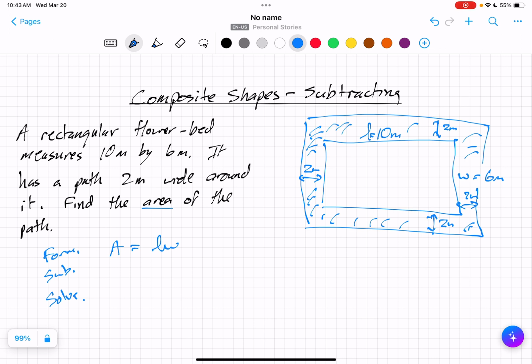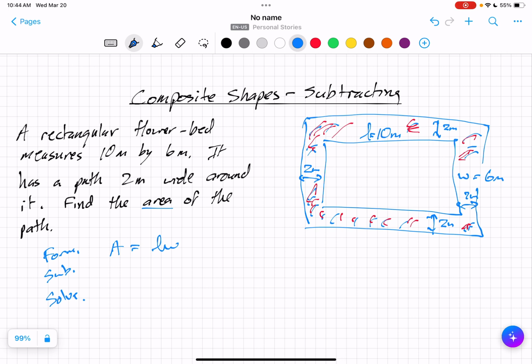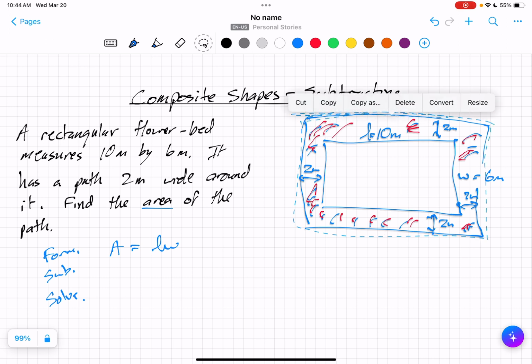Maybe I should have used a different color there. So this part here is what I want to find out. Is the path around the shape. I don't really care much about the flower bed itself. But in order to do that, I have to think about what am I trying to solve, okay? So I want to figure out, well, what is kind of the area, the whole area of the shape? If I'm going to go around the shape, what is the area of this entire shape here, right?